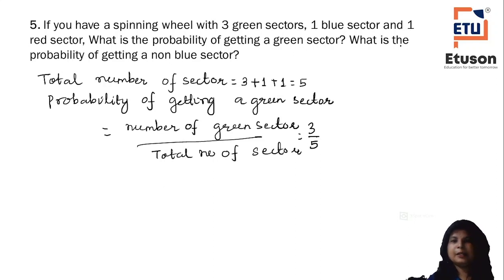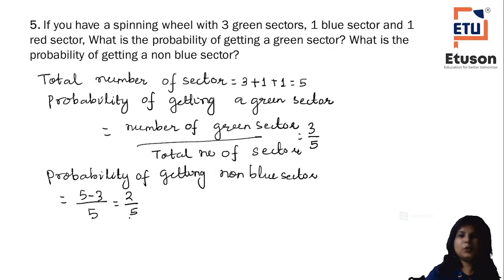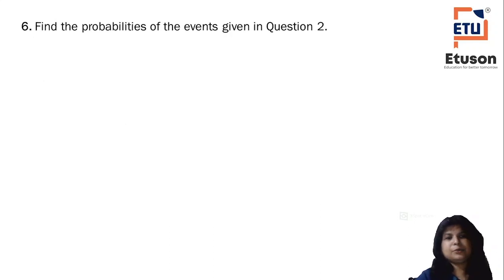So what is the probability of getting a non-blue sector? So out of 5, 3 are green. So how many non-blue are there? So the probability of getting a non-blue sector is nothing but equal to how much? So the number of non-blue sectors, that is 5 minus 3, that is 2, divided by the total number of outcomes. So that is equal to 2 divided by 5. Correct, children? So hope you have understood. Okay, now let us go to the next question.